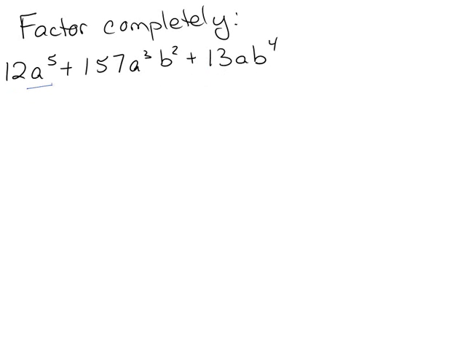They all have an A in them, which is actually kind of nice because that means I can pull an A out. So I go A, and if I pull out an A, I have left 12. I take an A out of the 8 A to the 5th, that leaves me with an A to the 4th. Then I go with 157, A squared, B squared, then 13, B to the 4th. Woohoo! It doesn't really look that much more impressive, but I think that's about all I'm going to get, which is kind of sad.